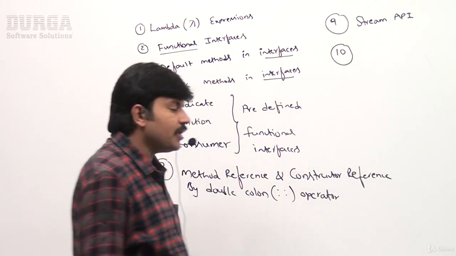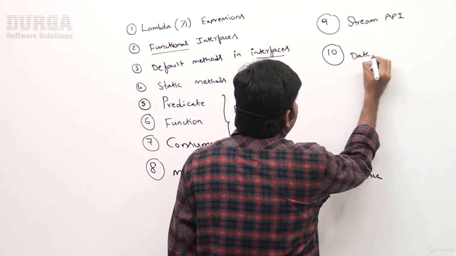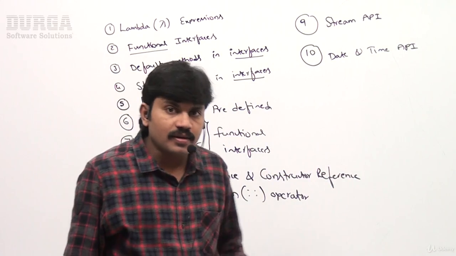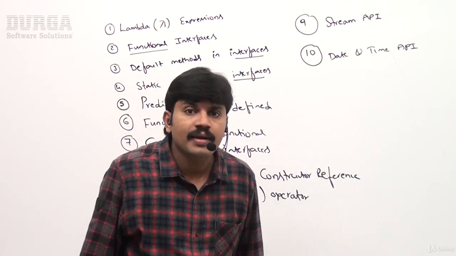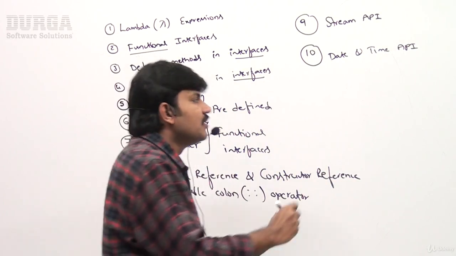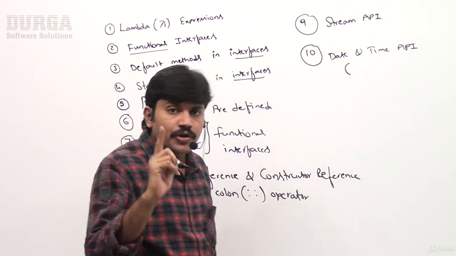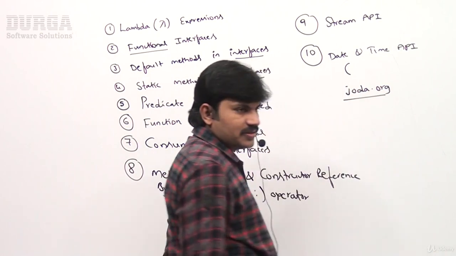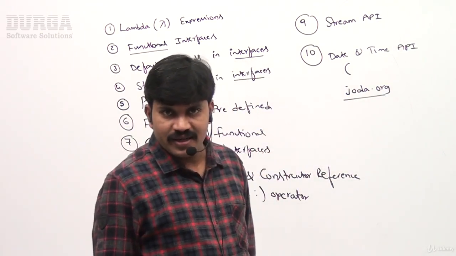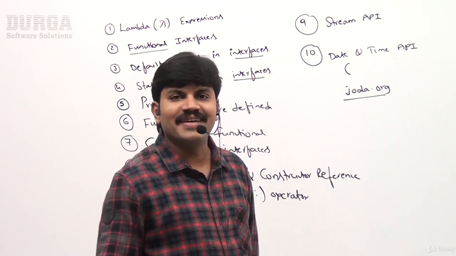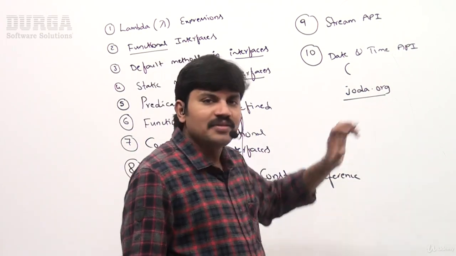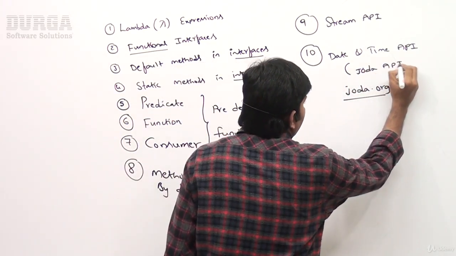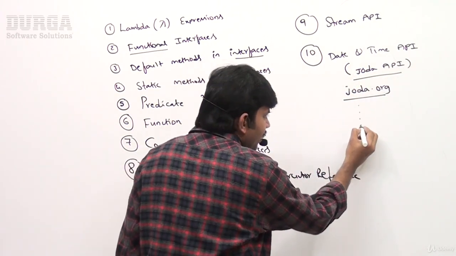Now, the next topic, we have to talk about the date and time API. A new date and time API concept came to handle date and time values very easily. This date and time API was introduced by Joda.org. Something like our Jodha Akbar in the cinema movie, just Jodha Akbar, date and time API. Joda.org people introduced it. That's why it is also known as the Joda API. Remember this one.